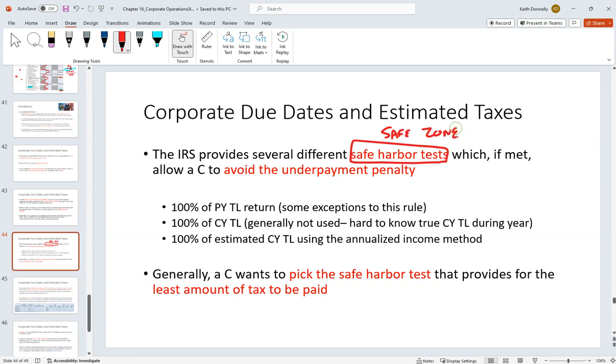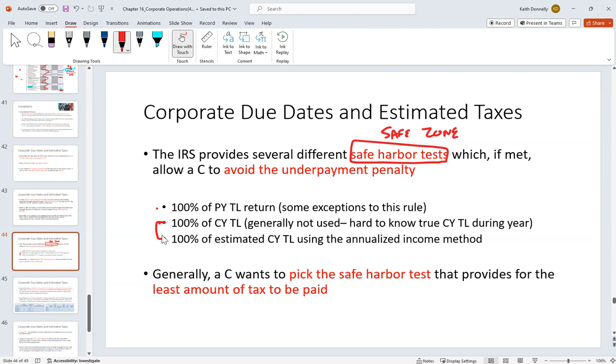In other words, if during the current year you put enough into the system to meet a safe harbor, you will not get hit with an underpayment penalty. And what are the safe harbors? What are the tests for C corps? Well, essentially, you're going to have 100% of the current year. There's a variation on that, but that makes sense, right? If you owe 1,000 for the current year and you put 1,000 into the system throughout the year, there's nothing that's underpaid.